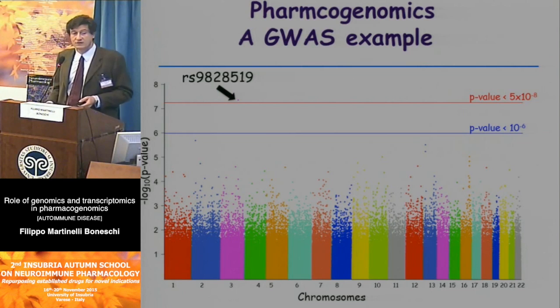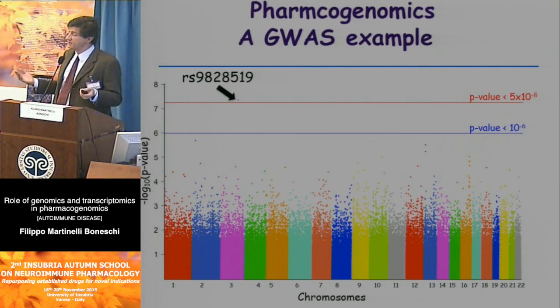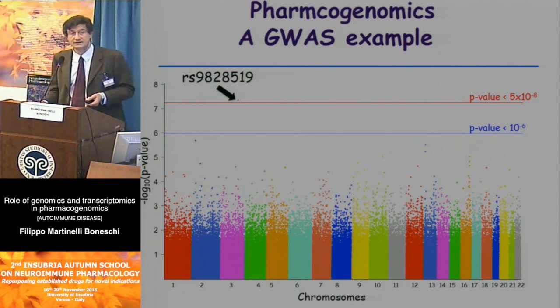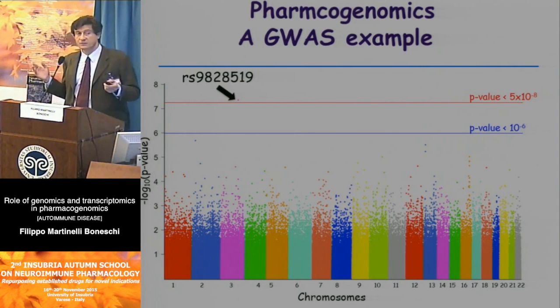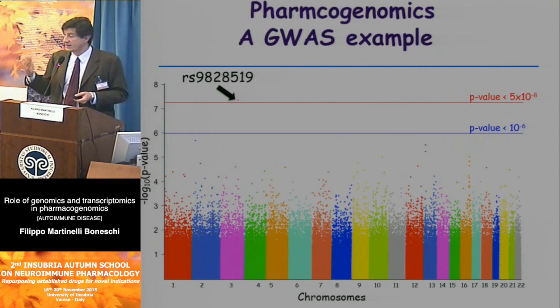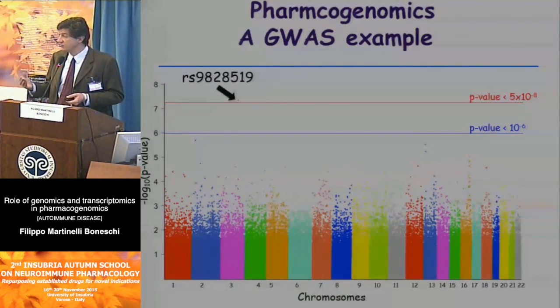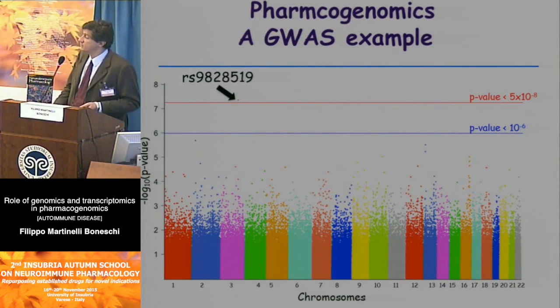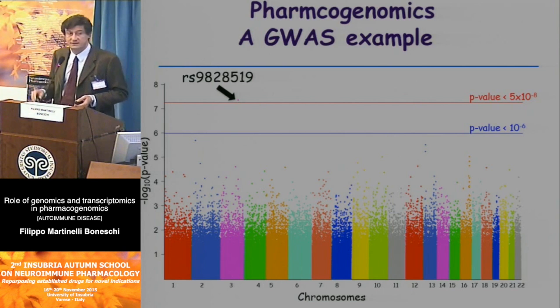So you have to imagine that you are typing 100,000 SNPs, and for each SNP you perform a statistical test, which is a chi-square. So for each variant, you compare the frequency of the variant in one group compared to the other, and you use a chi-square test, and you have a p-value associated with each variant. So this means that you are performing 100,000 statistical tests.